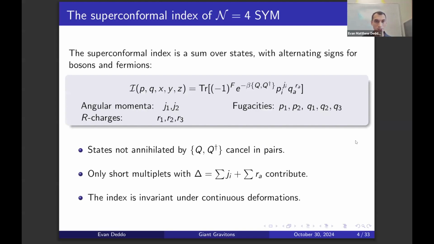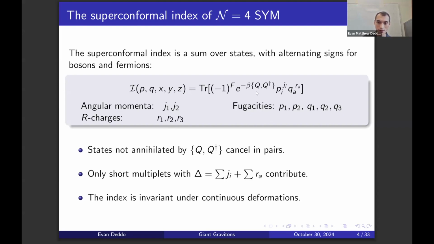So the starting point will just be the superconformal index of N=4. The full superconformal index is a sum over states, similar to the partition function, except that we have this (-1)^F term with alternating sign, depending on whether the states are bosonic or fermionic. In N=4, we can label our states by 2 angular momenta and 3 R-charges. We can give them corresponding fugacities in the index that have to satisfy a certain constraint.